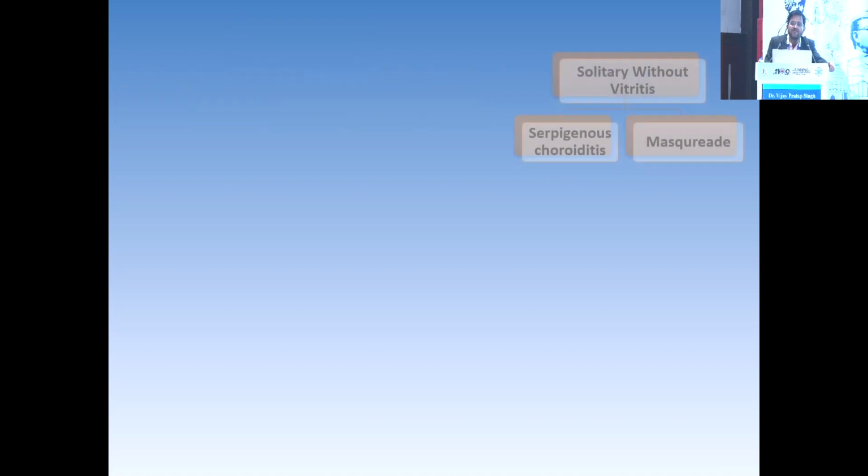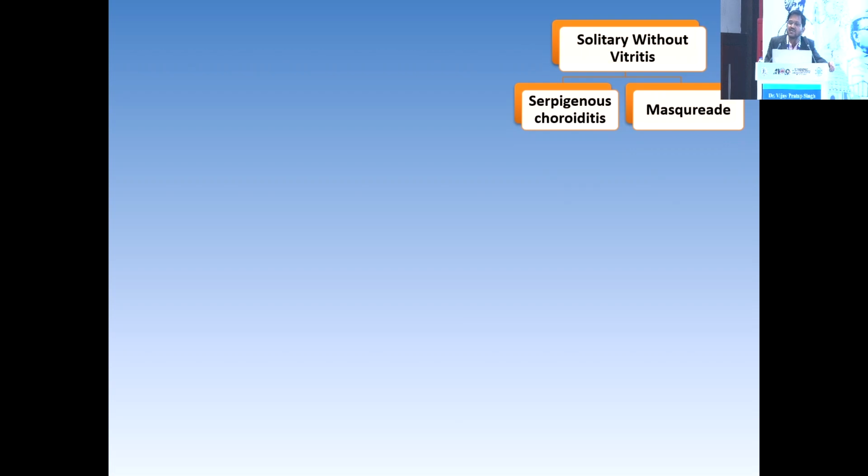and systemic features are more commonly seen in VKH than in patients of sympathetic ophthalmitis. So now summarizing, if we are having solitary lesions with vitritis, think of toxoplasma, toxocara, sarcoidosis, tuberculosis, and masquerades. If we are seeing solitary lesions without vitritis, think of serpiginous choroiditis and masquerades.